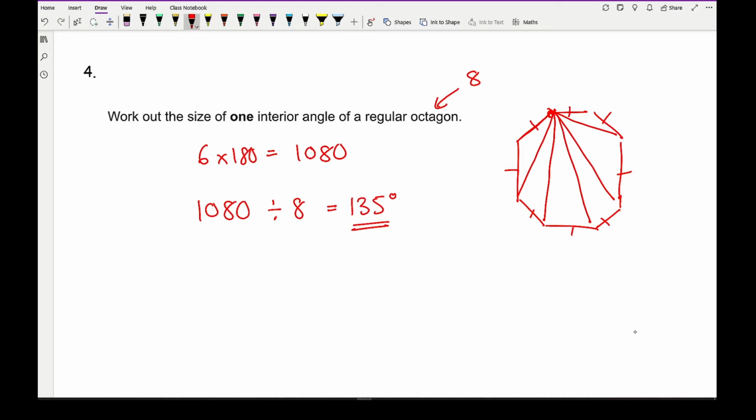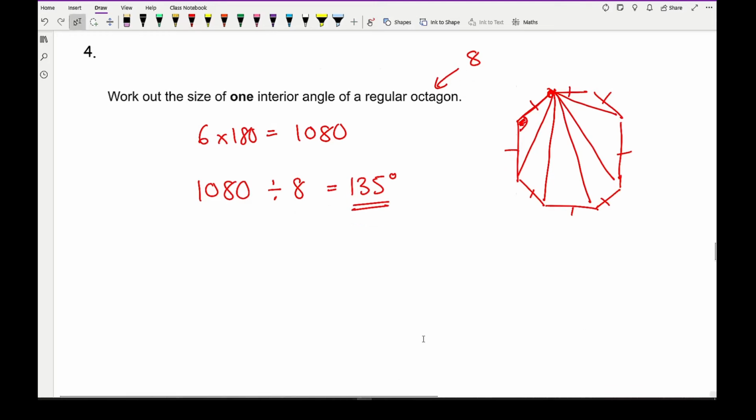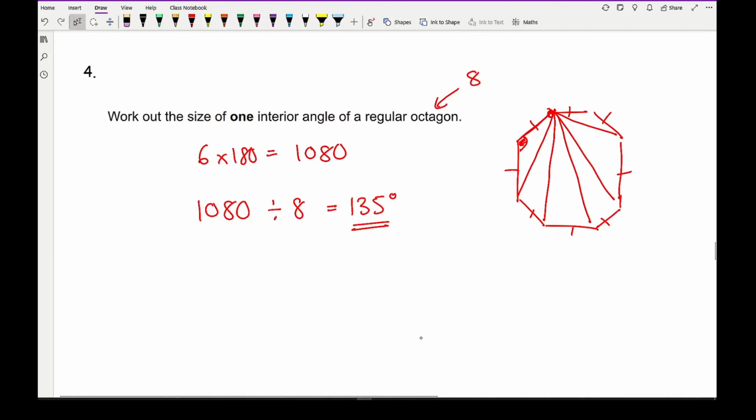Now does that look correct? Yes, because again I'm expecting an obtuse angle and I've got an obtuse answer. That's absolutely fine. Again, if I wanted to use the formula, I do 180 times the number of sides, which is 8, take away 2, which gives me 180 times 6, which gives me the exact same answer.